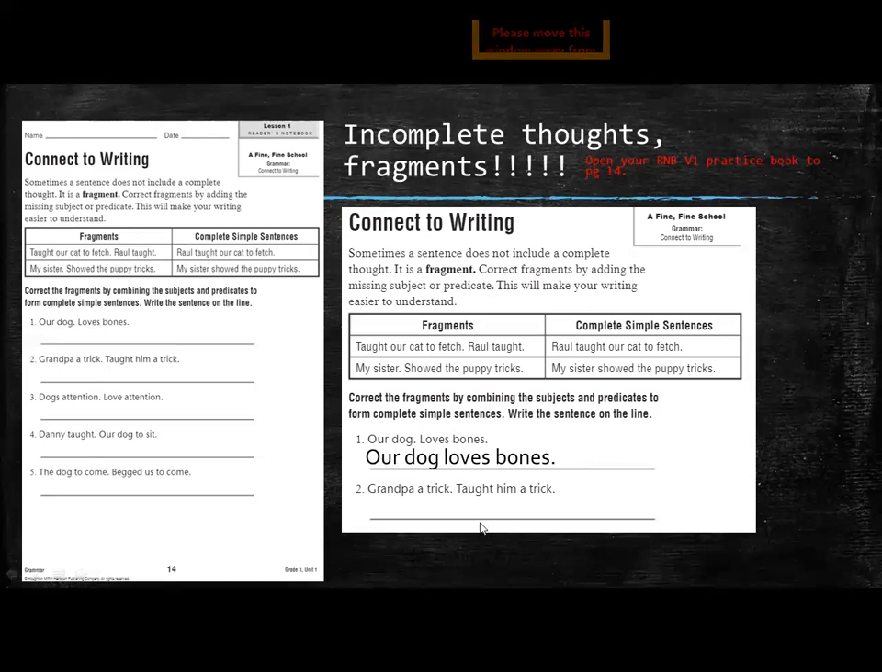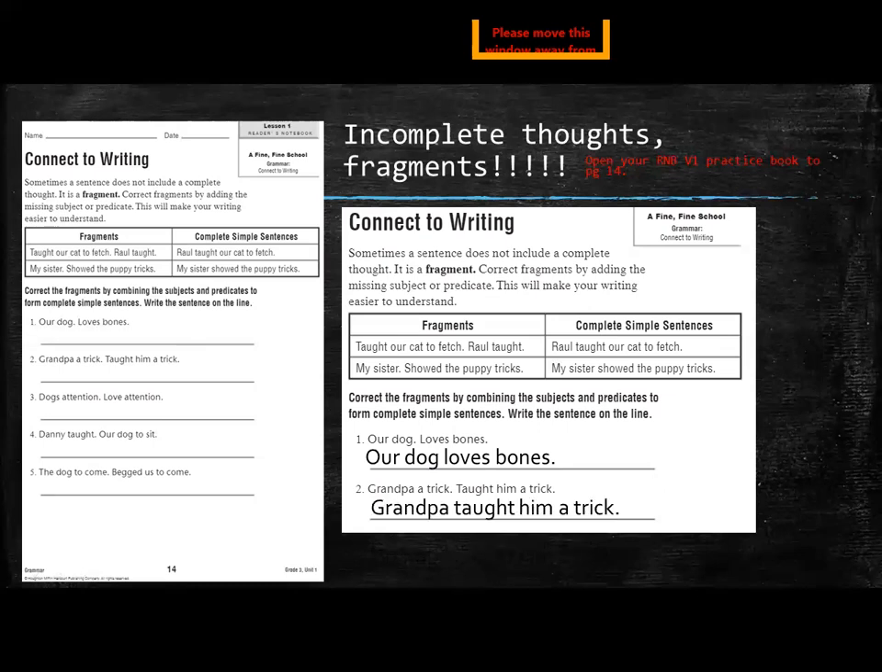Simple. Now let's read this. Grandpa a trick taught him a trick. Okay, what can I do? Grandpa taught him a trick, right? I don't need this here. So grandpa, subject. What did he do? Predicate, taught him a trick. Grandpa taught him a trick.